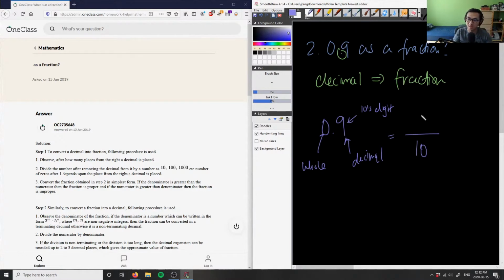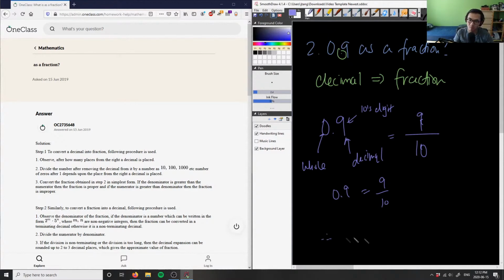So in this case, this is 9. So 0.9 equals 9 over 10, and this is our answer for this problem. I cannot reduce 9 over 10 into its lowest terms because 9 and 10 have no greatest common factor other than 1. So in this case, we don't have to reduce.